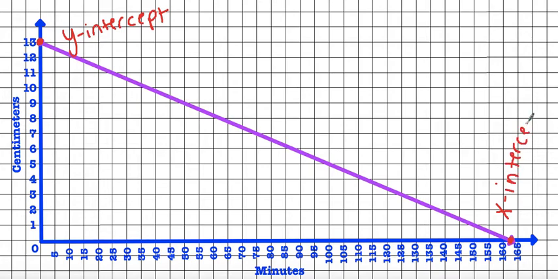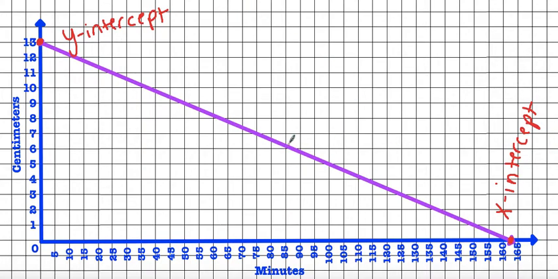So our y-intercept in this case represents how tall our candle was when we first lit it. And down here, as time goes on, the candle gets smaller and smaller until it no longer is there. And our x-intercept represents when our candle completely melts. So how long it takes for a candle to be 0 centimeters.